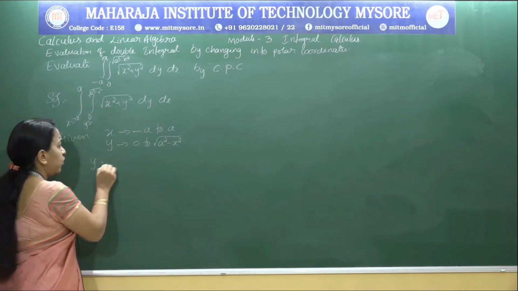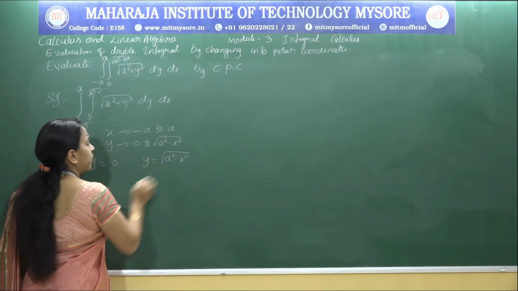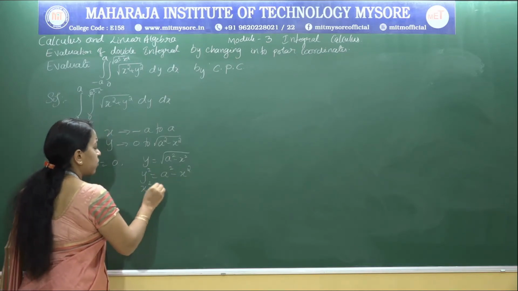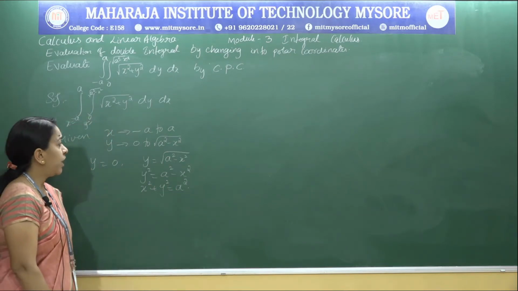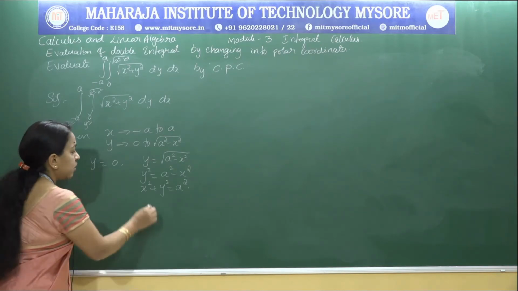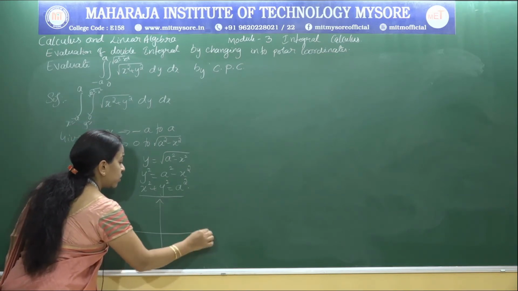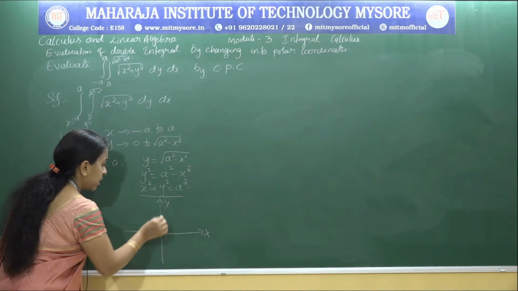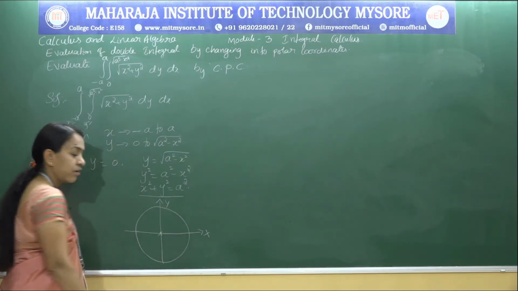That is y equal to 0 and y equal to root of a square minus x square, or y square equal to a square minus x square, or we have again x square plus y square equal to a square. Now, to find the limit of r and theta, let me represent the given curve first. So, again we have a circle, right. So, the given equation is a circle with center at origin and radius equal to a.